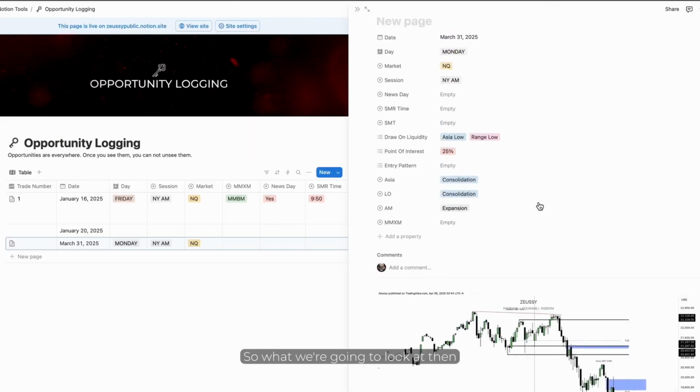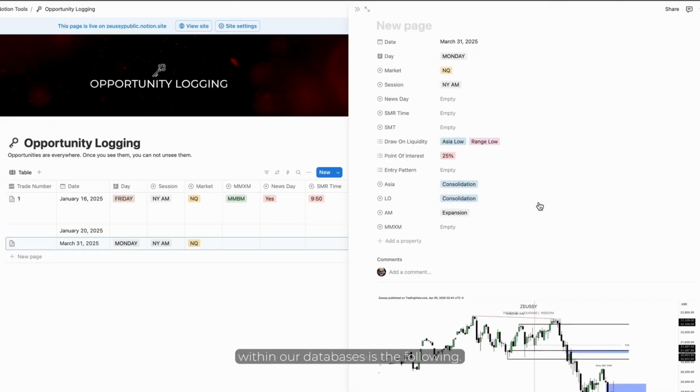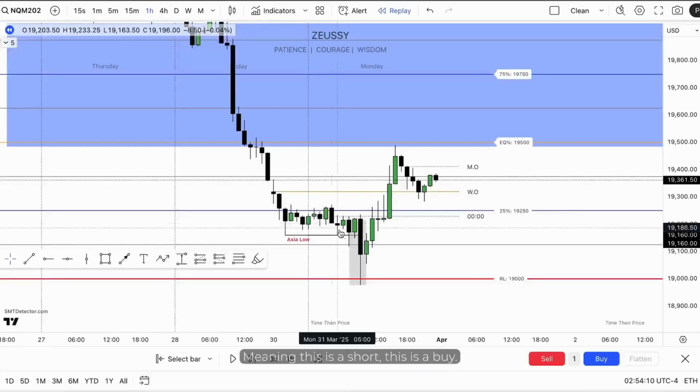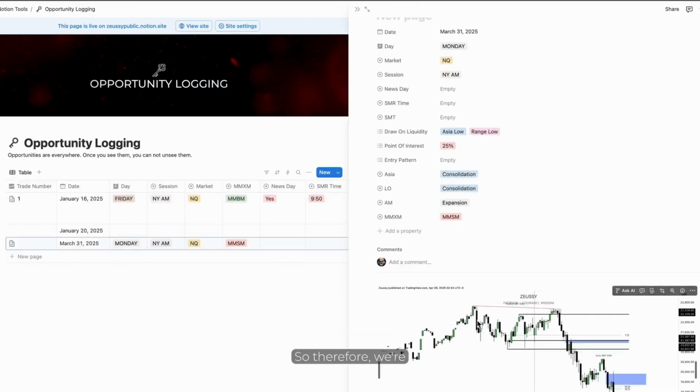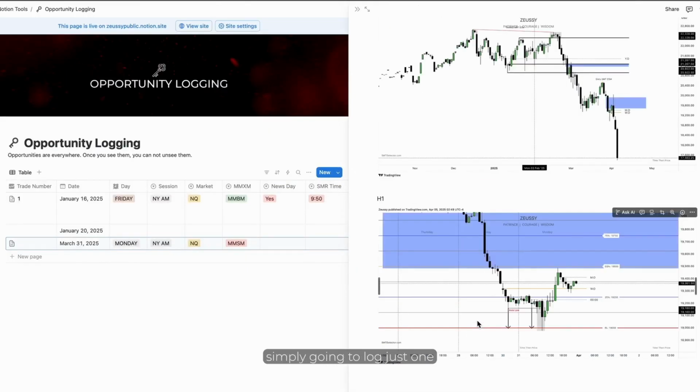So what we're going to look at then within our database is the following. We're going to be looking at both a market maker sell model and a market maker buy model. So technically speaking, we're doing two logs at once now, where you could short into that 90,000 price level and you could look to go long from there. Meaning this is a short, this is a buy. And both are valid. So therefore, we're simply going to log just one for the sake of simplicity. However, I would like you to understand that you can log both opportunities here.